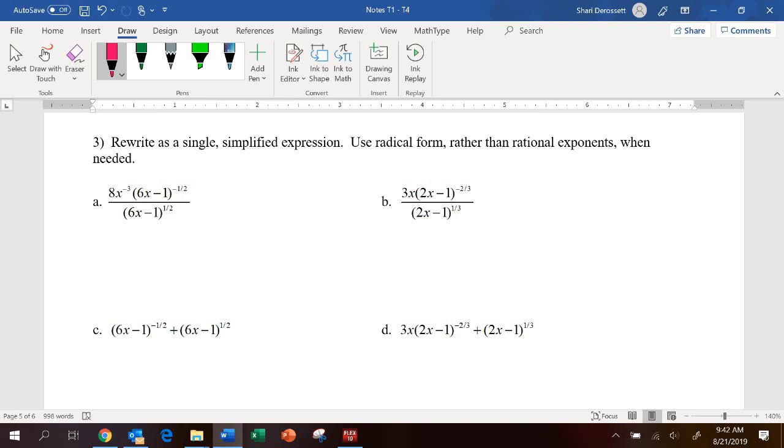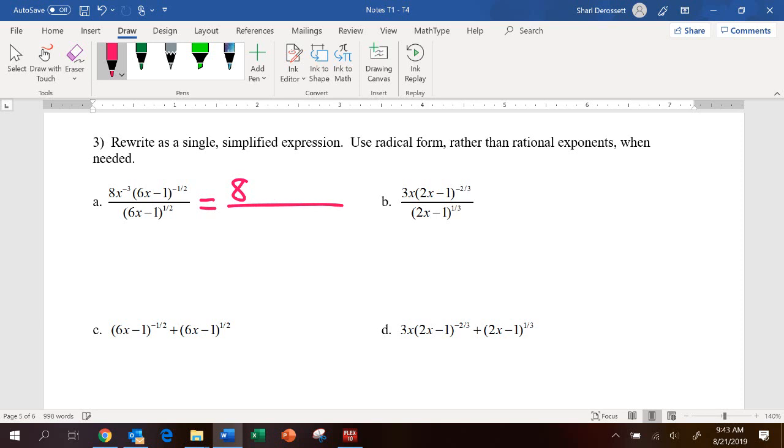Alright, so looking at this, we're going to rewrite as a single simplified expression. Use radical form rather than rational exponents when needed. So what we're trying to do to have something simplified, no negative exponents. That's not simplified when we have negative exponents. Does this 8, that's a factor by itself, does it have a negative exponent? No, it doesn't. This is 8 to the first power. The 8 is going to stay where it is. It's a common mistake that people think the 8 goes with the negative 3 exponent. It does not. So the 8 stays where it is.